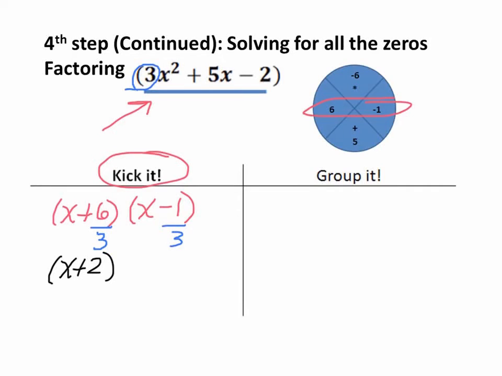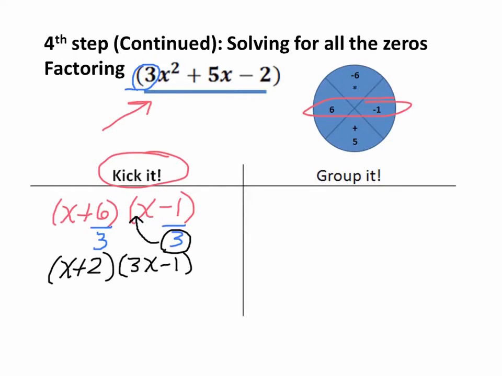And then on this side, I see that I have an x and a negative 1 and a 3. Well, I know that a negative 1 cannot divide evenly by 3 because I get 0.33333, because it's a third. So instead of dividing, I'm going to take this 3 and I'm going to do what we call kick it. And I'm going to kick it in between the parenthesis and the x. I'm going to kick it to the front, and I'm going to write that out as 3x minus 1.